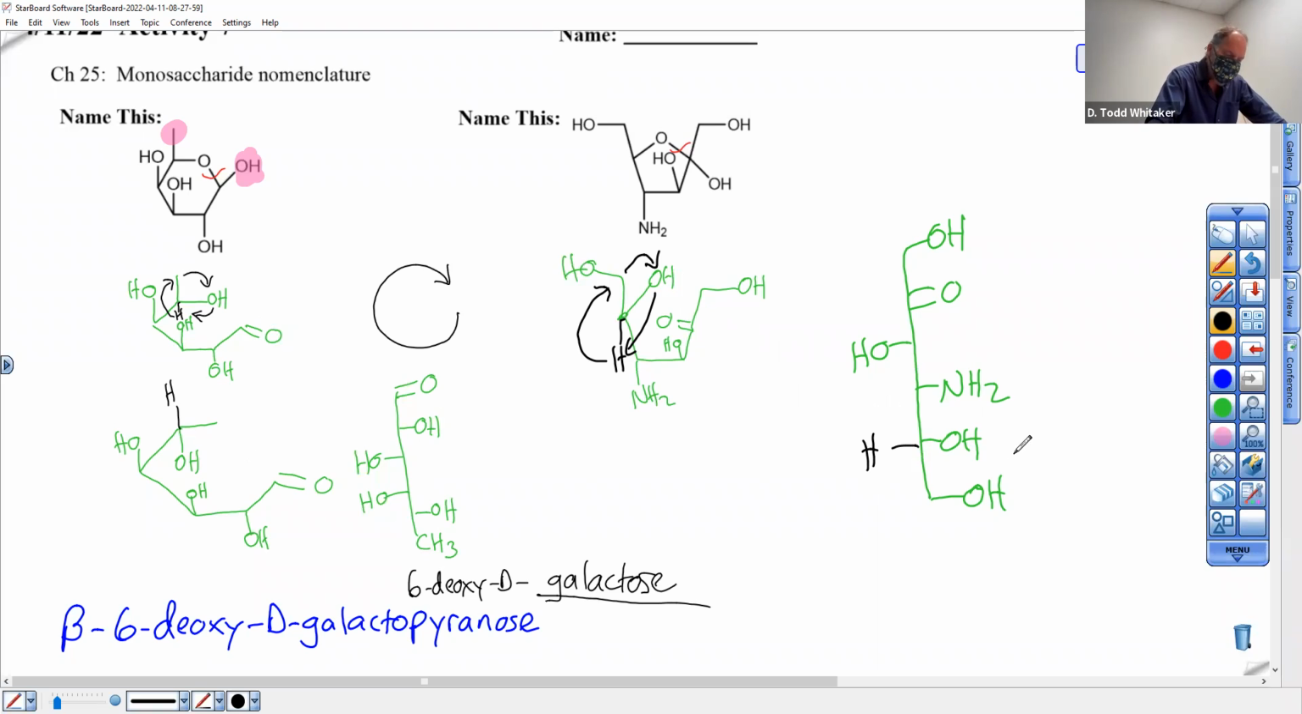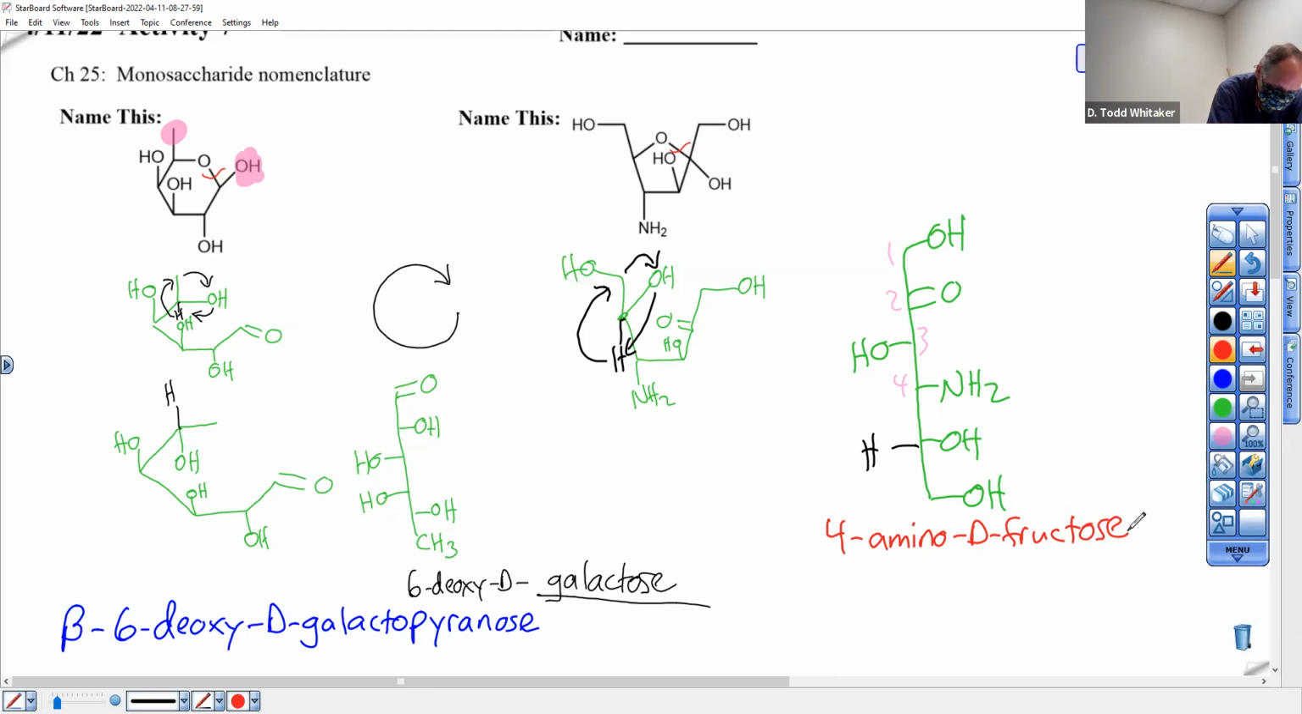So find the sugar where there's an OH here. Is it D-fructose? Yeah. Okay. And remember, that's position 4. So you say 4-amino. 4-amino. D-fructose.